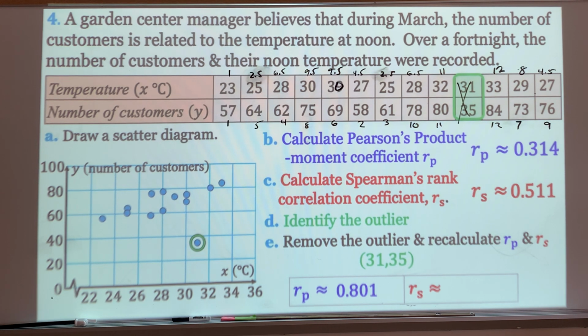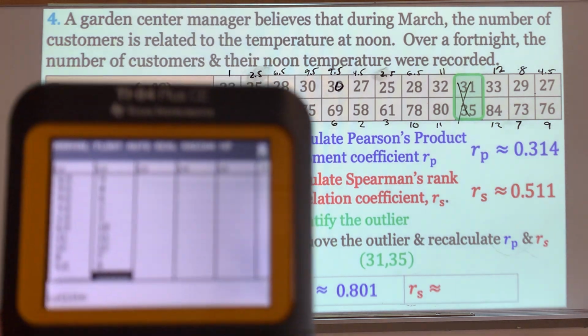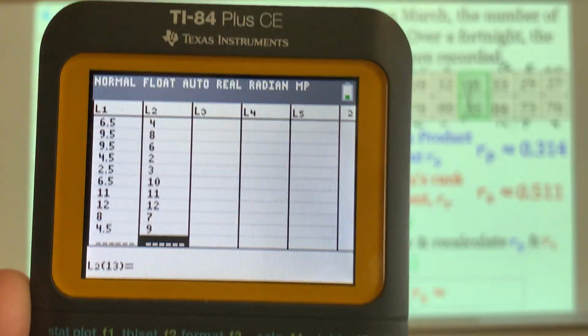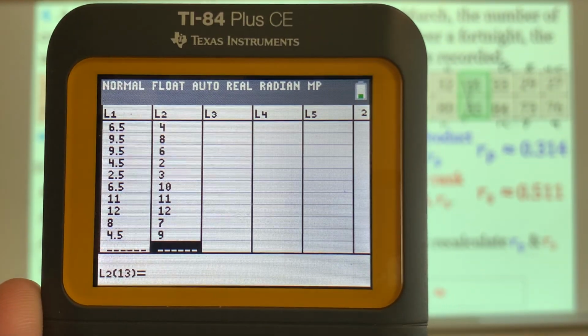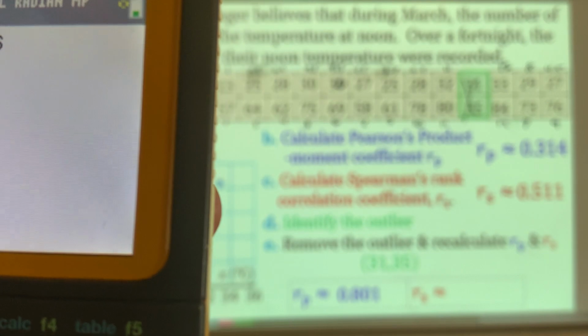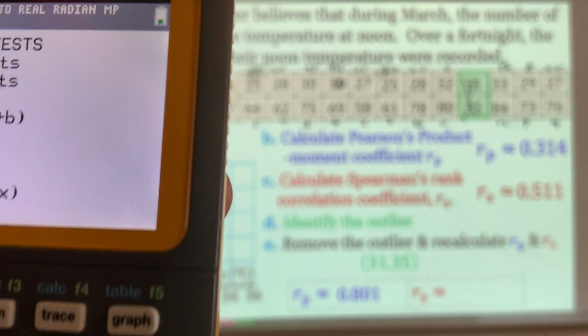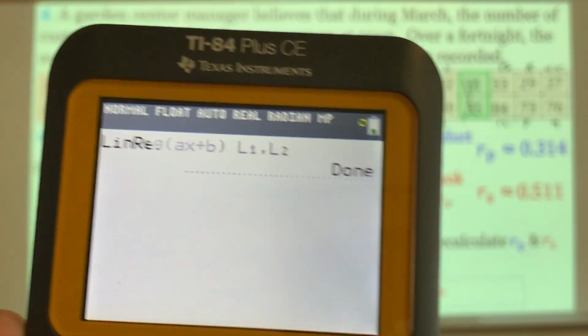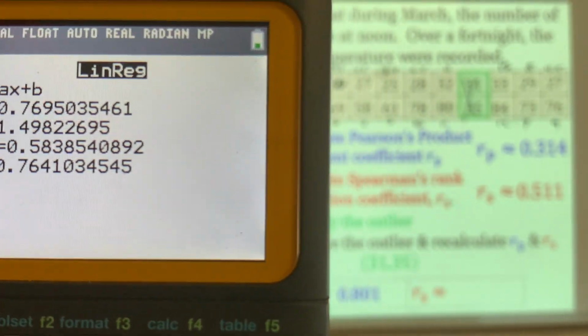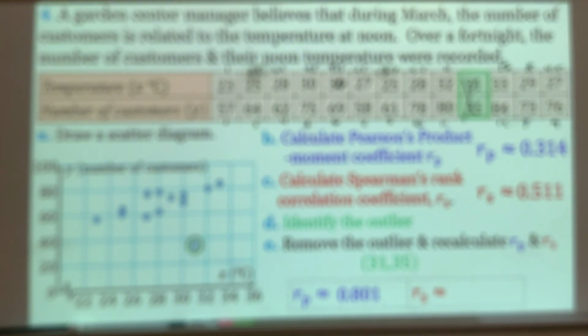Now your whole L2 column has got to change. But what you're doing is you're going down. So 1, 5, 4, 8, 6, 2, 3, 10, 11, 12, 7, 9. All right, so I got all my new numbers in here. Notice the 1 isn't being bothered right now. I go to stat, calc, then reg. Boom. Jumps me up there. 0.76.